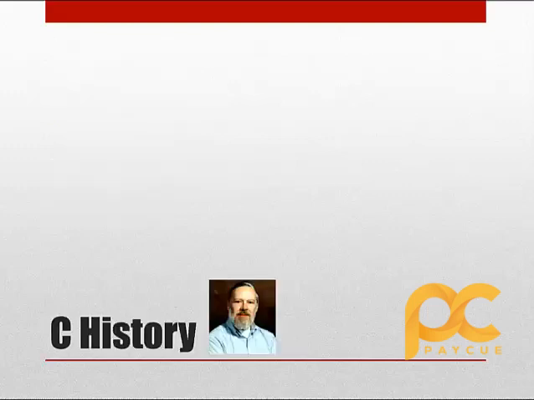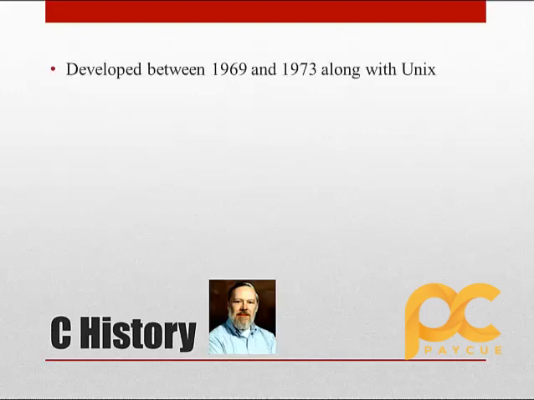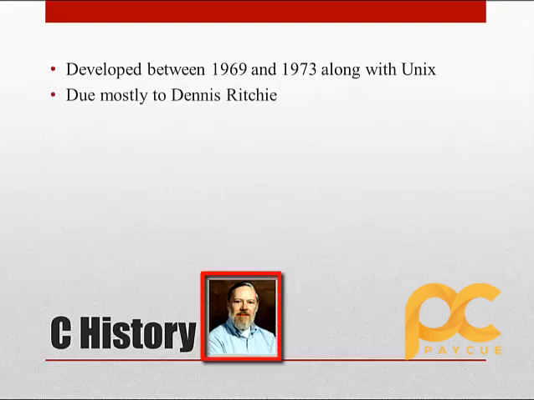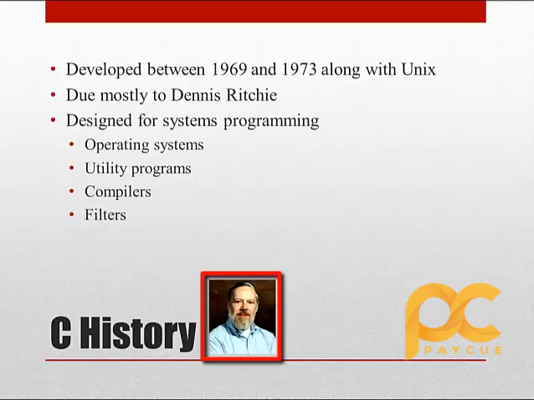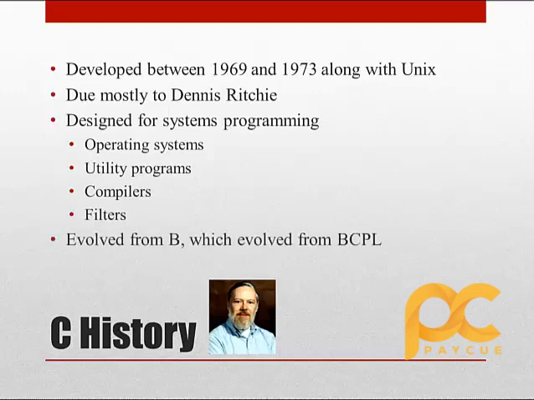Now let's go to the history of the C language. It was developed between 1969 and 1973 along with Unix. It was developed by Dennis Ritchie. It was designed for systems programming like operating systems, utility programs, compilers, and filters. It evolved from B, which was developed from BCPL.